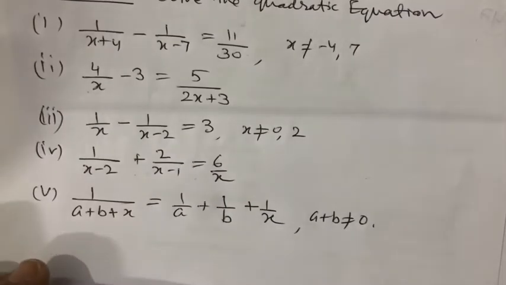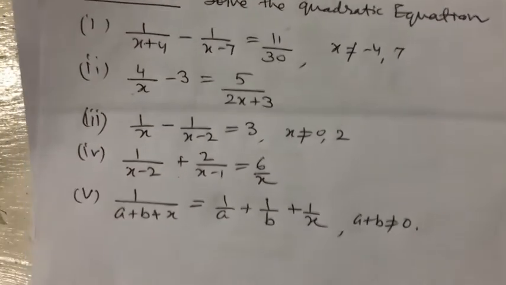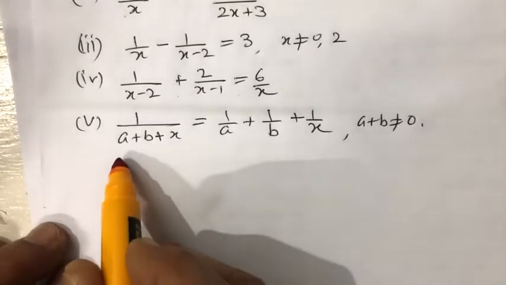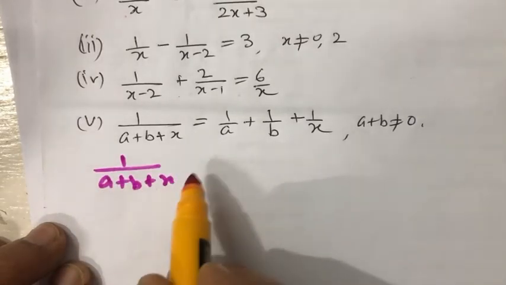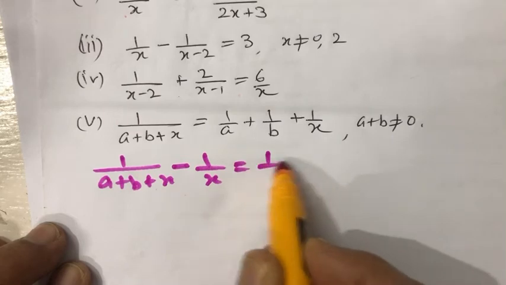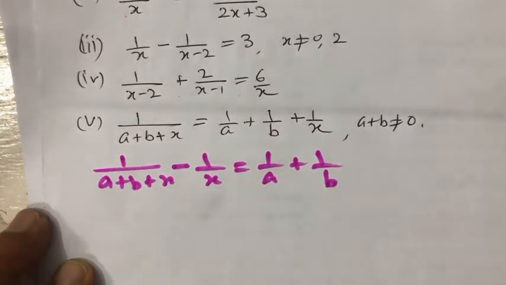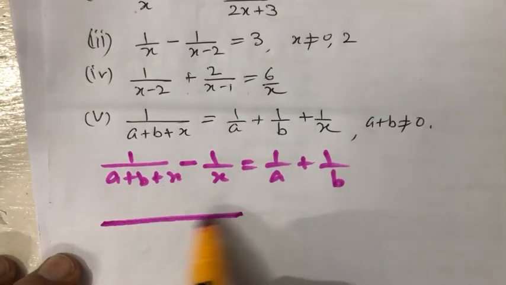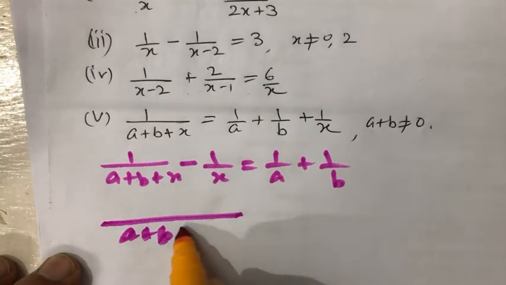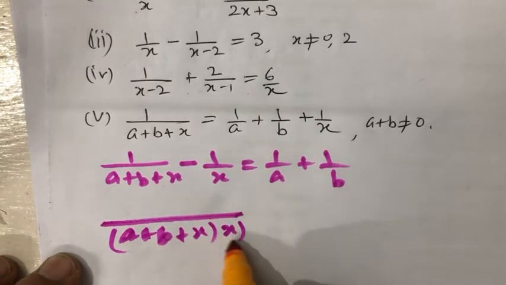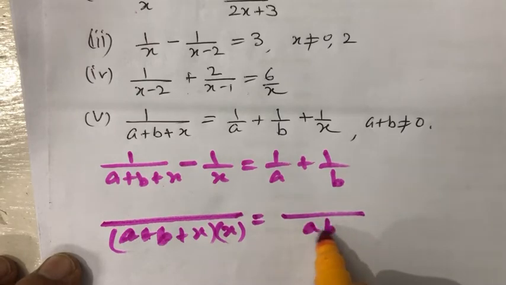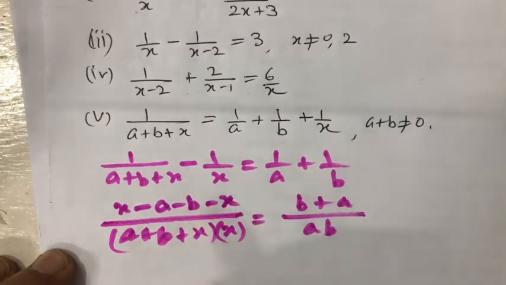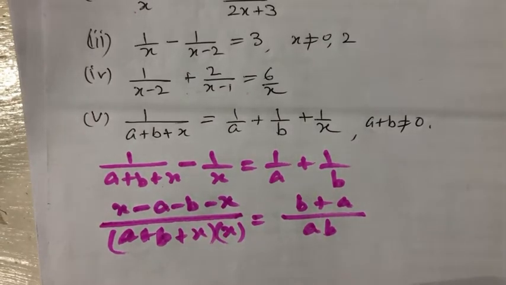We can solve like this. Say x terms we want to take on one side. It means 1 upon a plus b plus x minus 1 upon x on one side and 1 upon a plus 1 upon b constants on the other side, is an important step. Now the LCM of left hand side, a plus b plus x into x, and right hand side ab, that is b plus a, and this side x minus a minus b minus x. Simple LCM which you know very well.